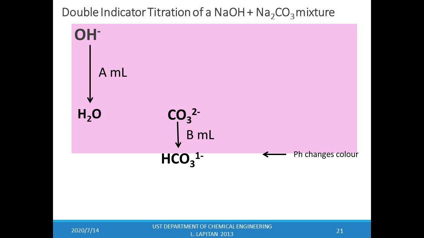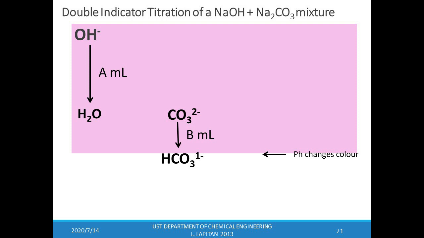Sodium hydroxide is a strong base while sodium carbonate is a weak base. So it is safe to assume that sodium hydroxide reacts with HCl first completely and only then does sodium carbonate react. The complete neutralization of sodium hydroxide will require a certain volume of the acid, let's say A mL. Once the sodium hydroxide has completely reacted, it's now the turn of sodium carbonate to react.